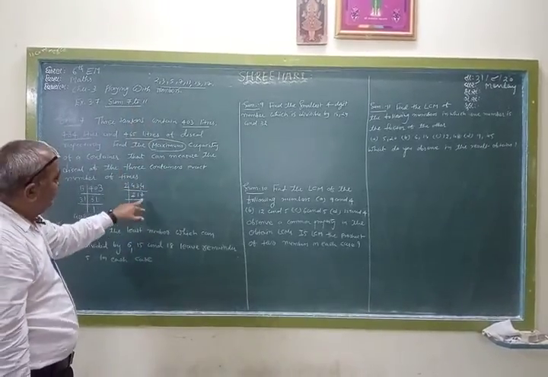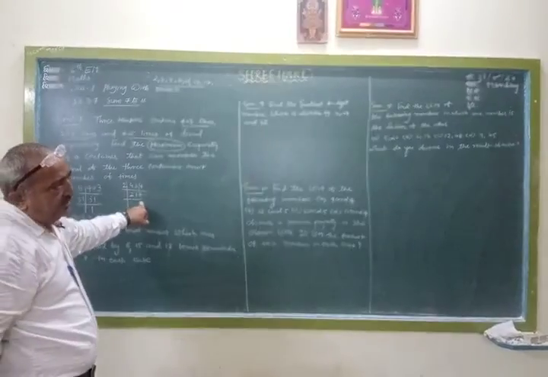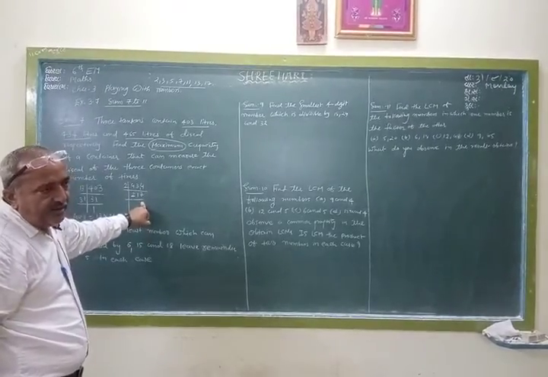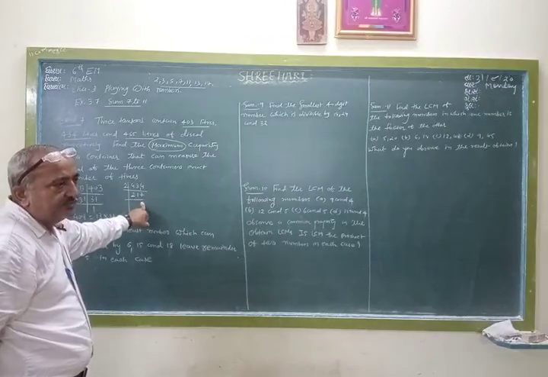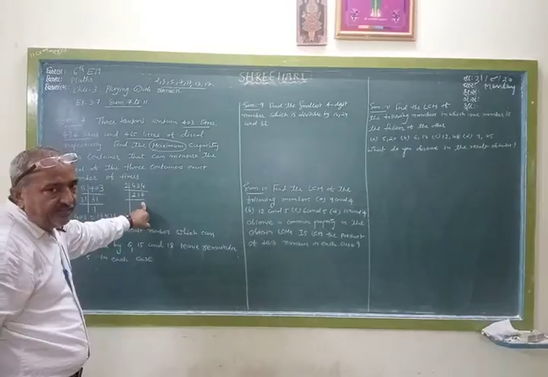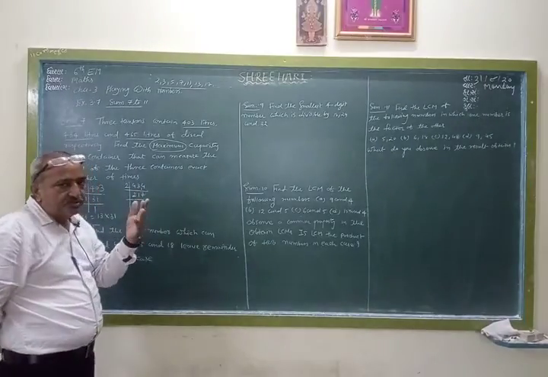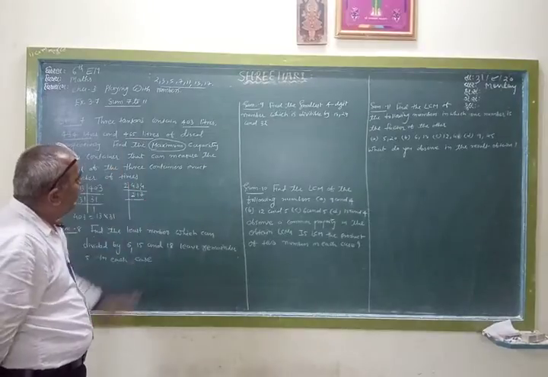Now 5, it is also wrong, because the last unit digit is 7. Which number can we divide by 5? The number that has last unit digit 5 or 0, then we can divide this number by 5, but here the last unit digit is 7, so we can't divide this number by 5.